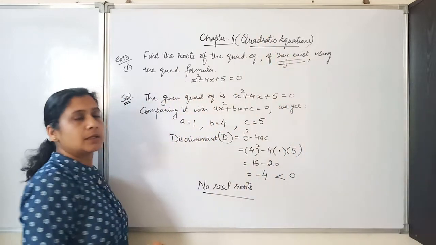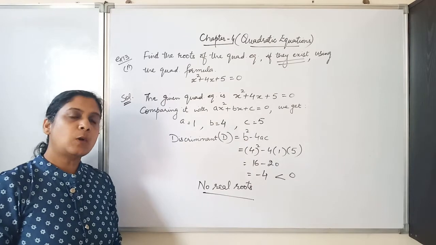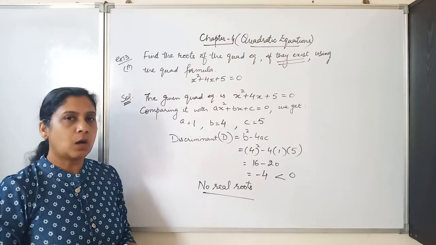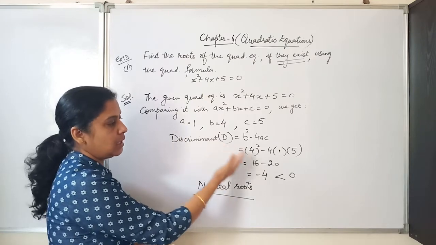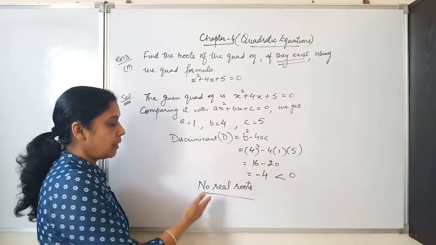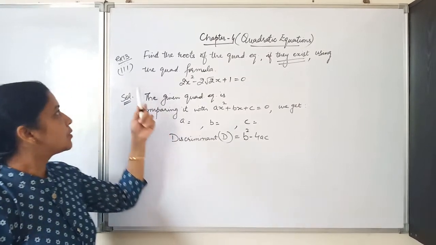That's why the question had mentioned "if they exist." So maybe it's possible the roots do not exist. How will you come to know about this? When you get your discriminant D as a negative number, there will be no real roots. Let's start with the next part.